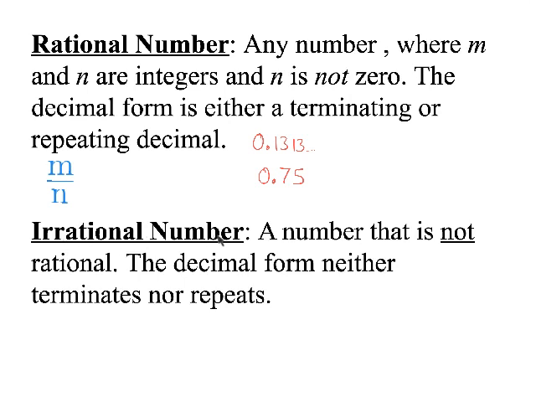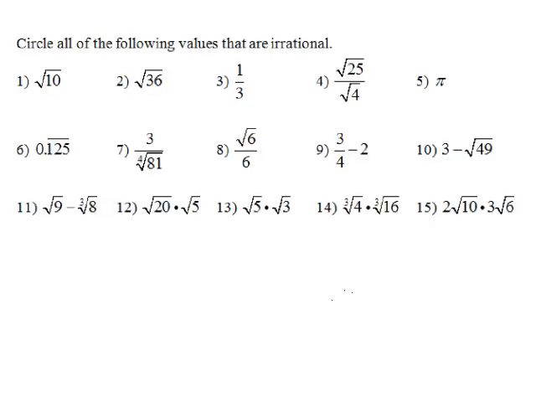An irrational number, or not a ratio, is a number that is not rational. The decimal form neither terminates nor repeats. So what happens is the decimals just keep going on and never have a pattern to them. So we are going to circle all of the following that are irrational, meaning the decimal format of them does not terminate or repeat. So the square root of 10.